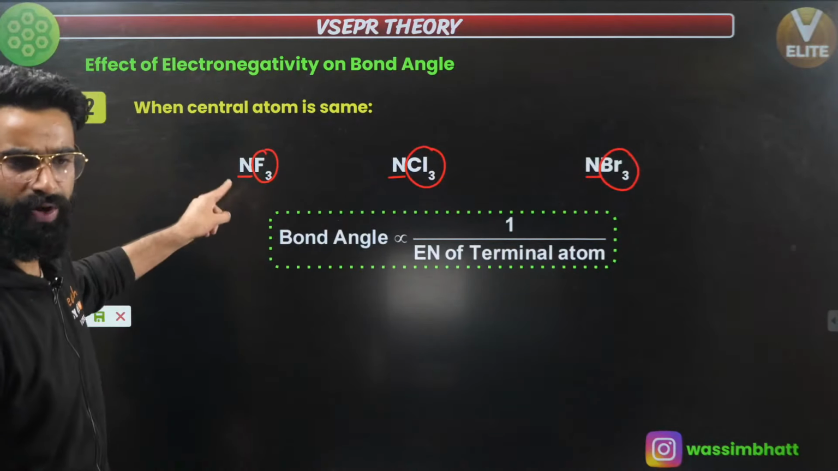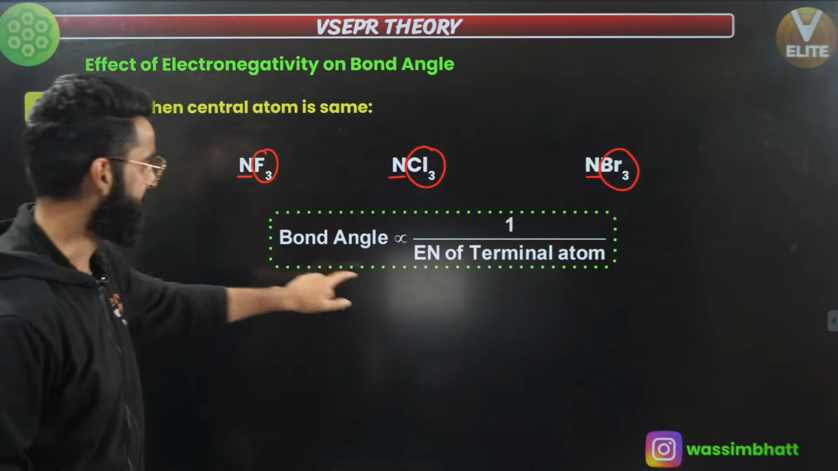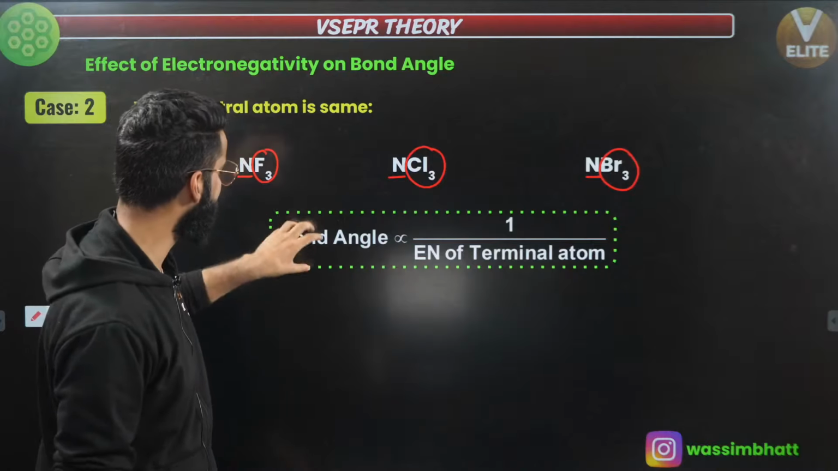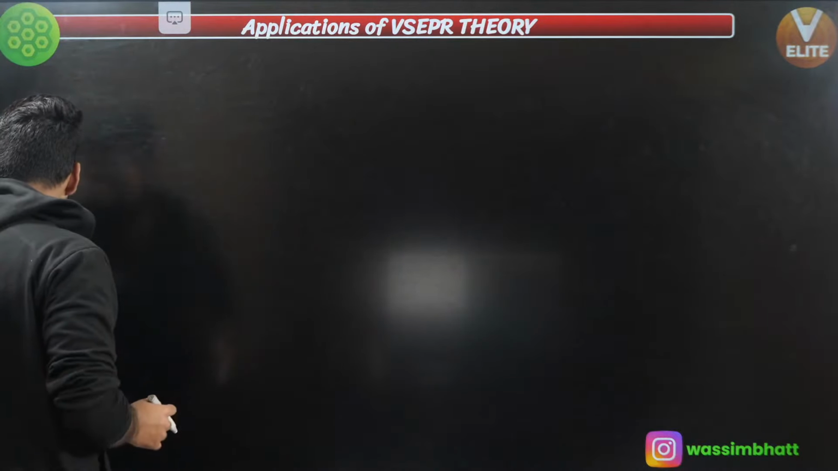So over here, fluorine is the terminal atom. Fluorine has got the maximum electronegativity. If fluorine has the maximum electronegativity, so bond angle in case of first one is going to be minimum. Every single thing which I'll be writing over here on the screen. Now we will see what I'll be doing. Understand properly what I'll be doing.